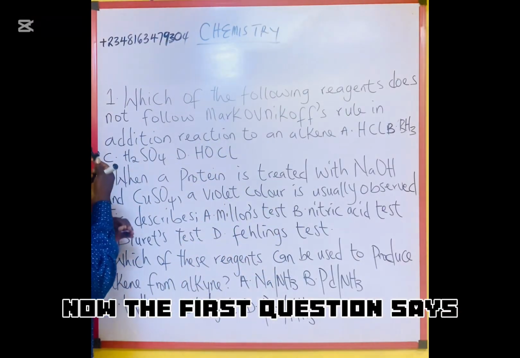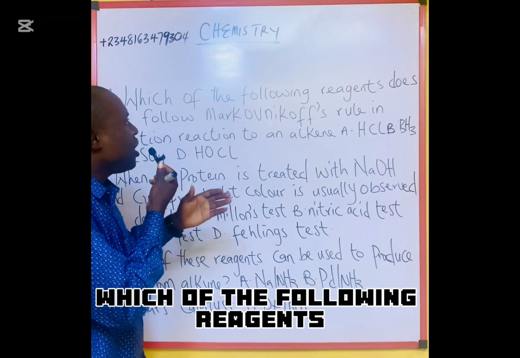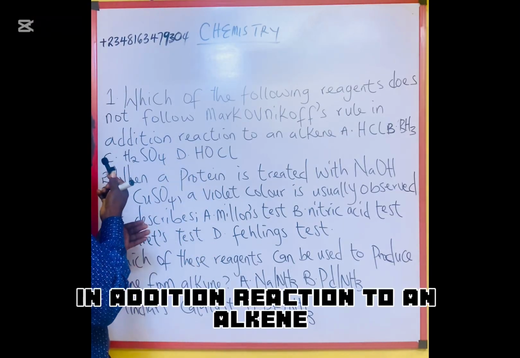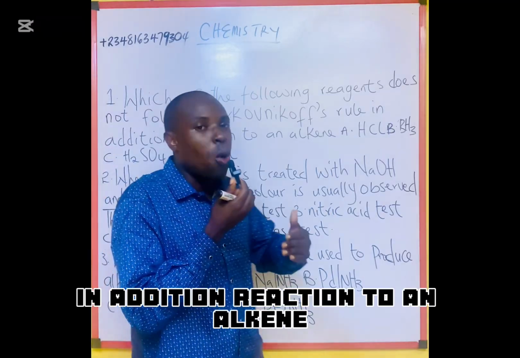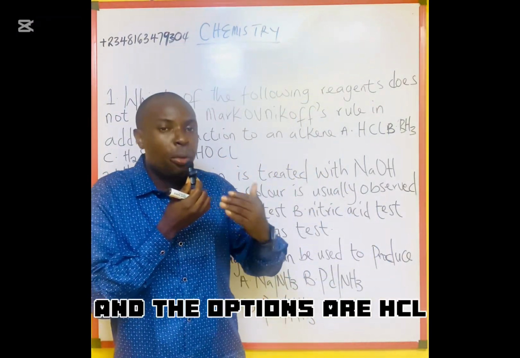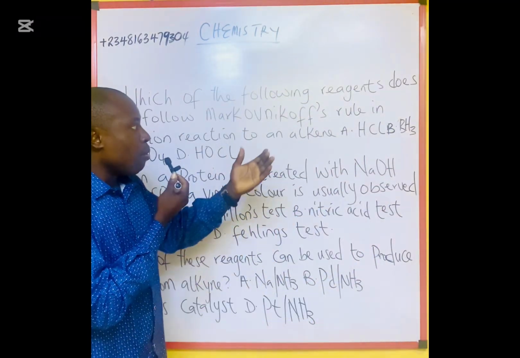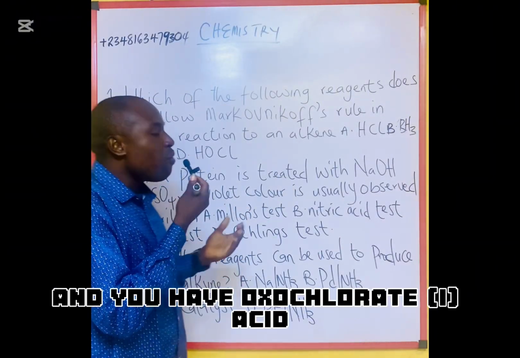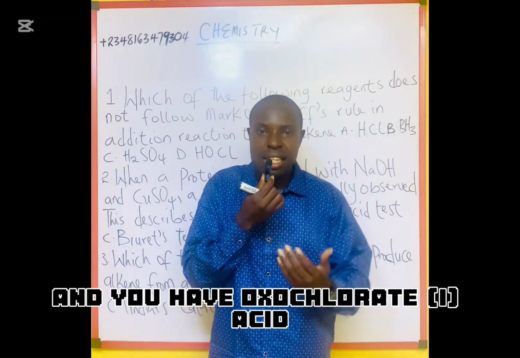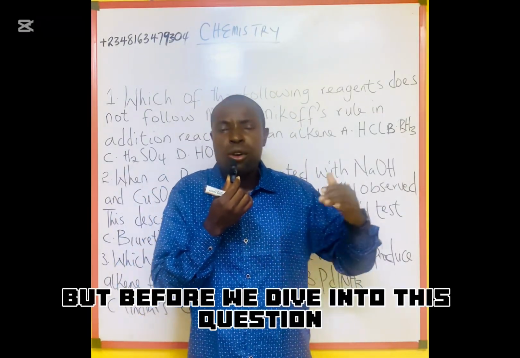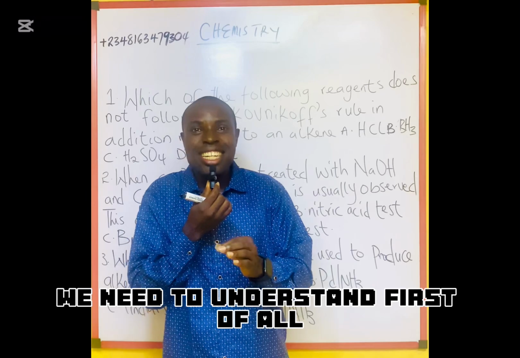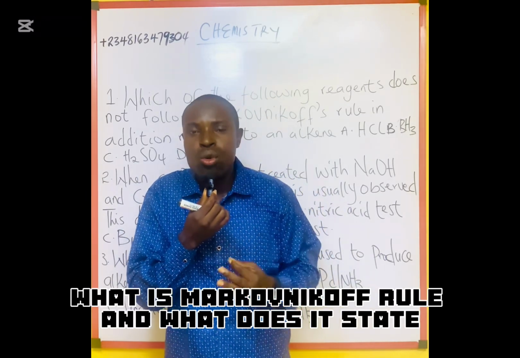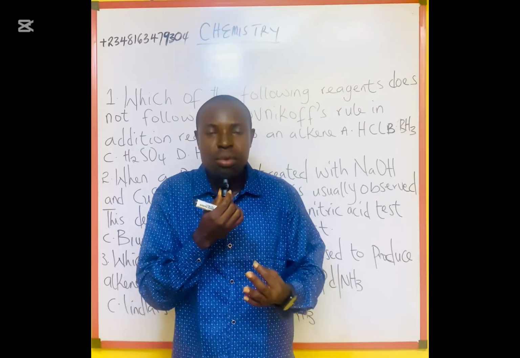Now, the first question says, which of the following reagents does not follow Markovnikov rule in addition reaction to an alkene? And the options are HCl, BH3, which is also called borane, sulfuric acid, and also chloric(I) acid. But before we dive into this question, we need to understand, first of all, what is Markovnikov rule and what does it state?